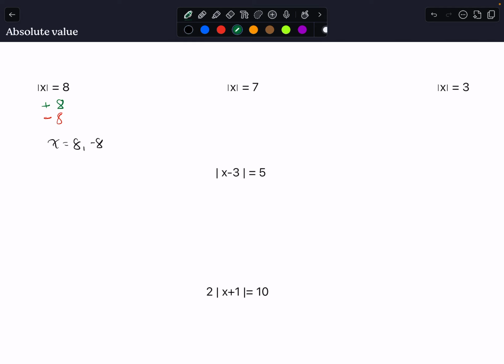Second one is absolute value of x is equal to 7, both positive and negative. Your positive is 7, your negative is going to be -7, representing the distance away from 0. And thus we have 7 and -7. Your next one, absolute value of x equals 3, your positive is +3 and your negative is -3, both the same distance away from 0. So your values are 3 and -3. This is the general concept of absolute value.